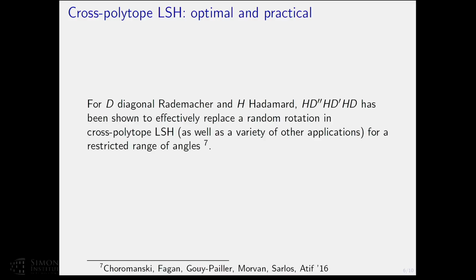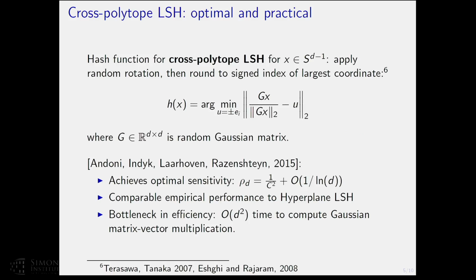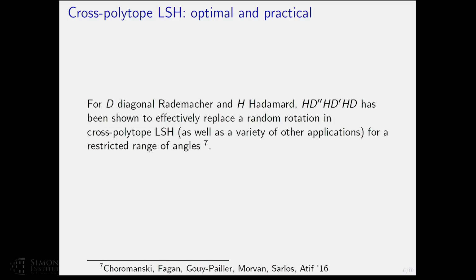Oh, and just to mention, this paper by Andoni, Indyk, Laarhoven, Razenshteyn, and Schmidt found this really strange pseudo-random rotation matrix. It's not really a rotation, but it seems to work in the case of cross-polytope LSH. I have a Hadamard matrix, a diagonal Rademacher matrix, a Hadamard matrix, and another independent Rademacher matrix. I do this 3 times, and somehow this works. Kind of mysteriously, if you do it 2 times, it doesn't work.